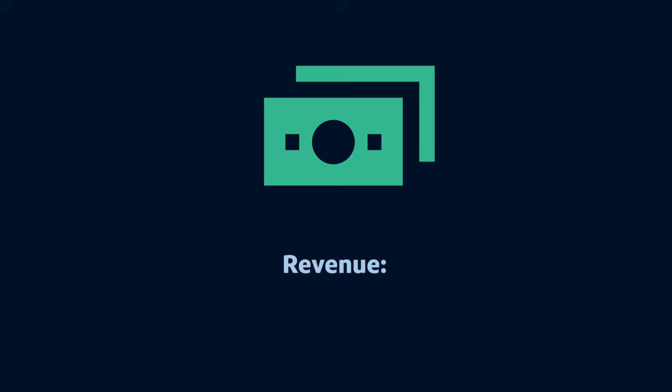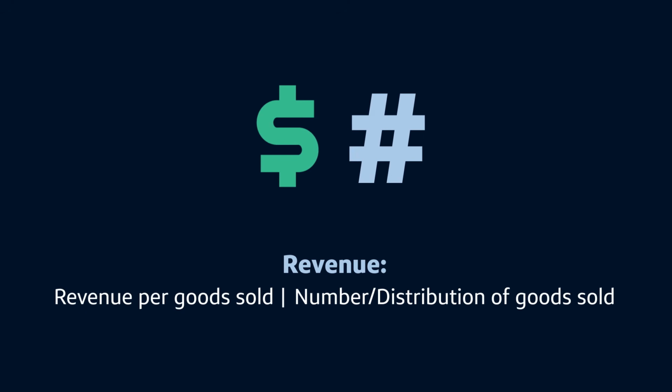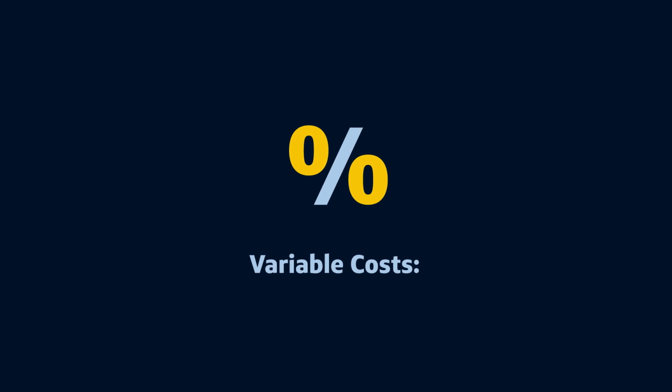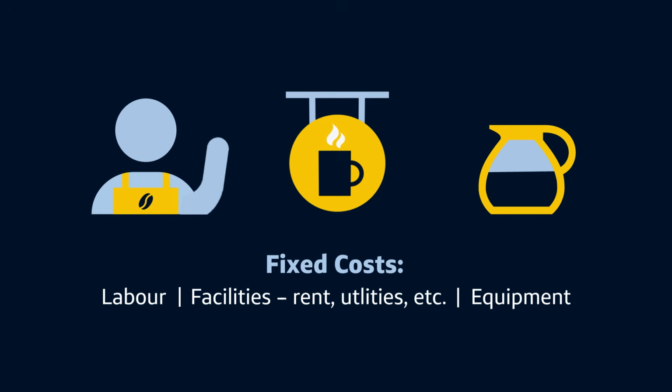Ready for the answer? You'd want to know the revenue, which includes the revenue per good sold, number of goods sold, and distribution of goods sold. You'd also want to know the variable costs, such as the cost to make coffee and baked goods, as well as the fixed costs, which include the cost of labor, facilities, and equipment.